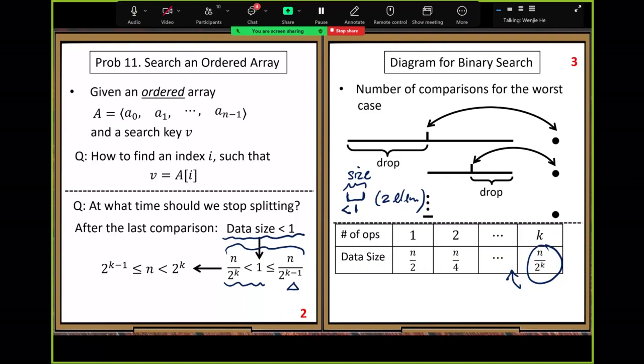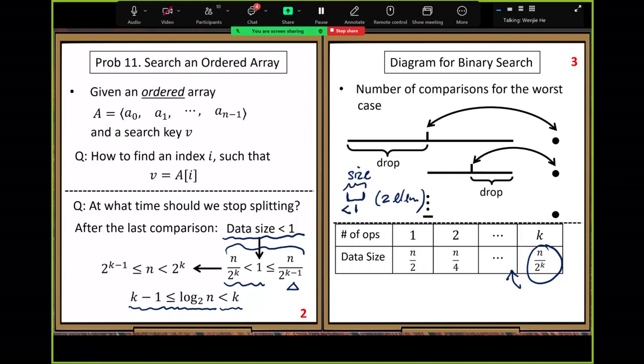All right. So let's manipulate this inequality. Then we take log base 2. We get this inequality: k minus 1 is less than or equal to log base 2 of n, and strictly less than k. This inequality.